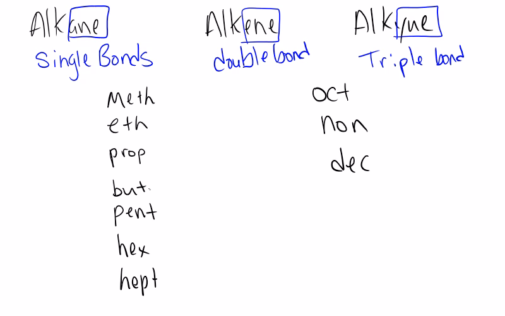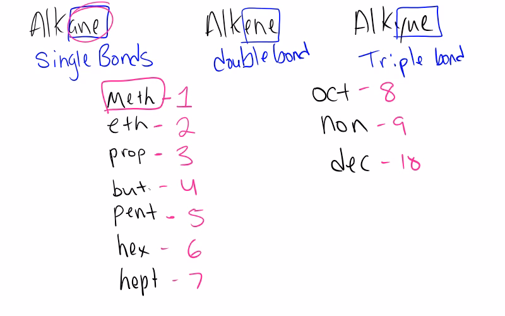Hopefully you have seen some of these prefixes before, but just in case you haven't, meth means 1, eth means 2, prop means 3, but means 4, and from here on out you've probably seen them before, and they're also written in your book on pages 18 through 21. So what are we talking about when we're using these prefixes? We're going to be using the prefix and the suffix to create the name of our organic compound. Whenever we have meth, eth, prop, or but, what we're doing is we are counting the number of carbons.